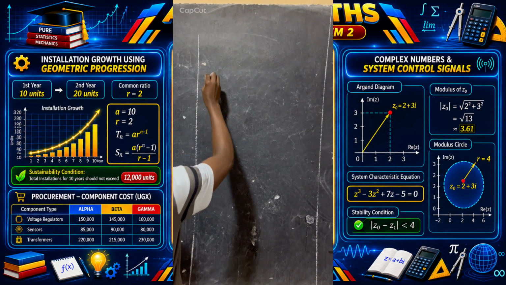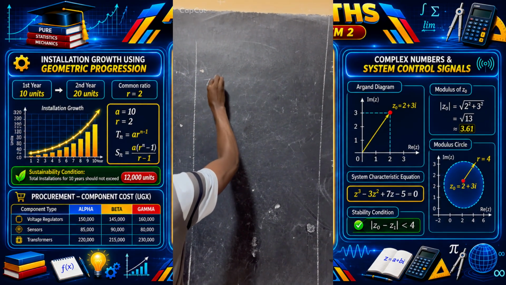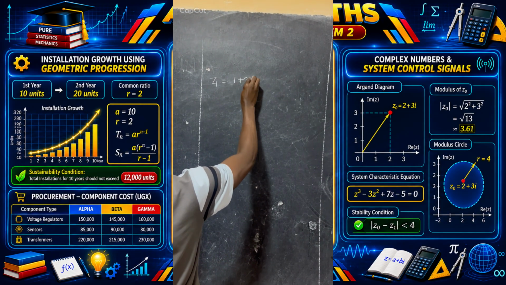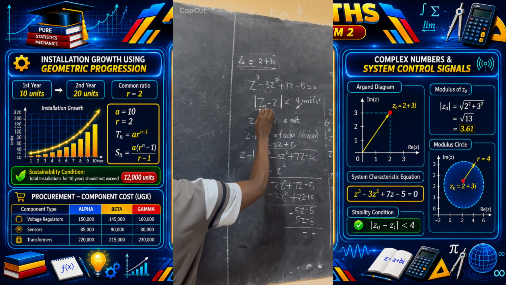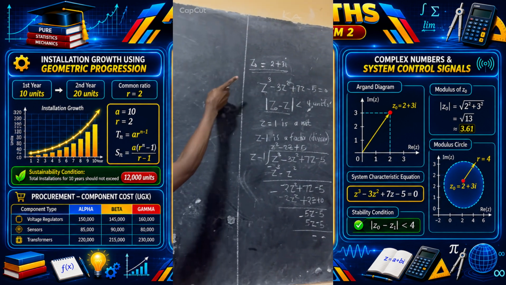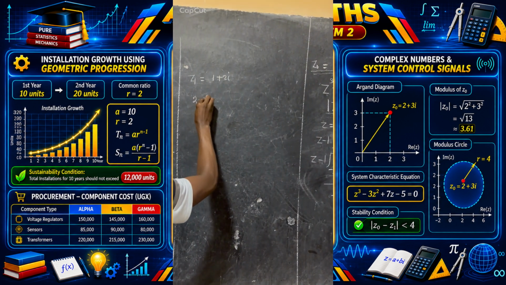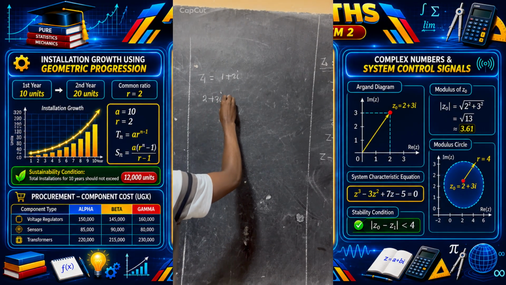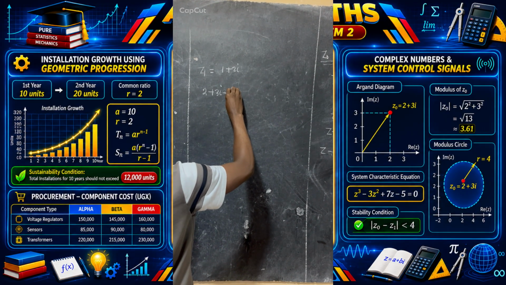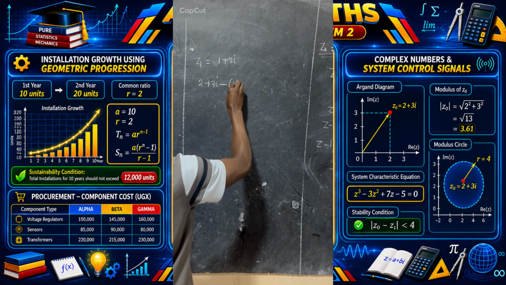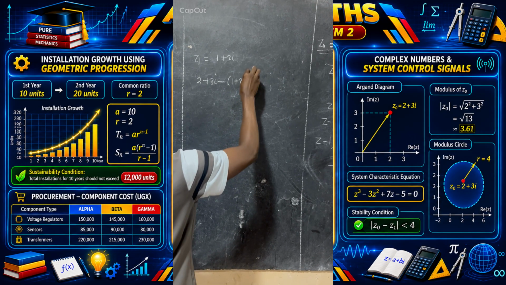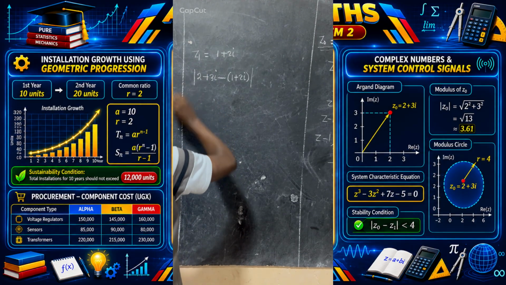Z1 is 1 plus 2i. So I'm going to follow this. They said Z naught minus Z. My Z naught is 2 plus 3i, minus Z. I'm using Z1, which is 1 plus 2i. But they say the magnitude should be less than 4.